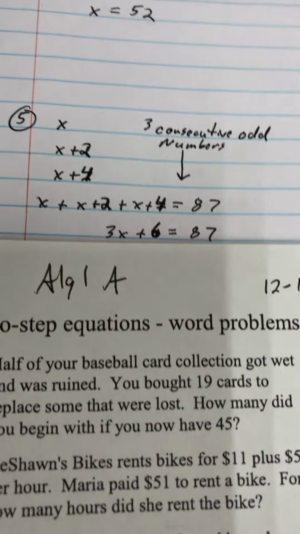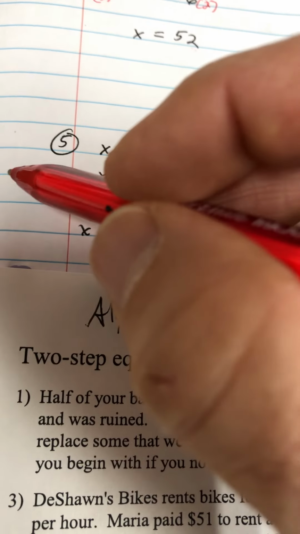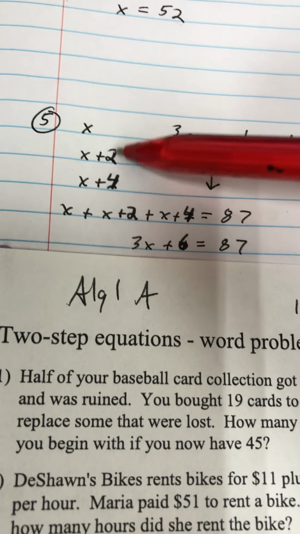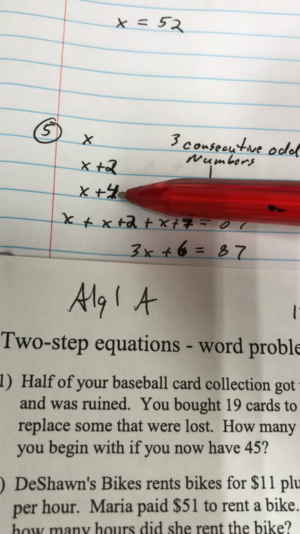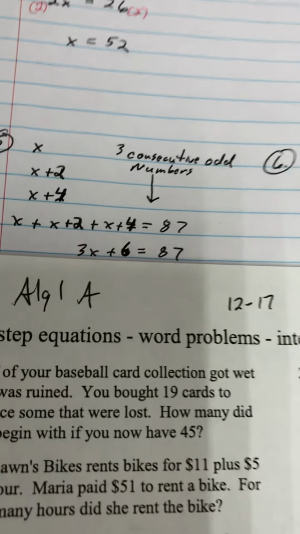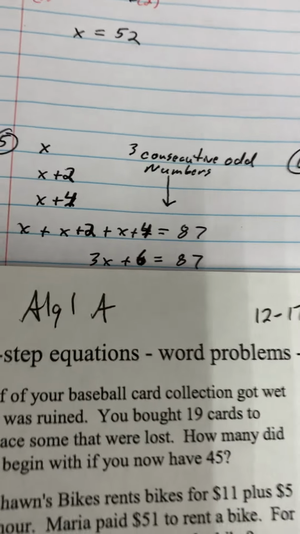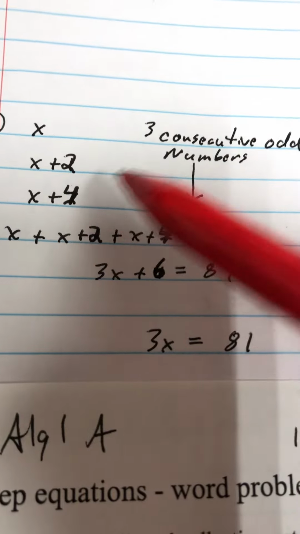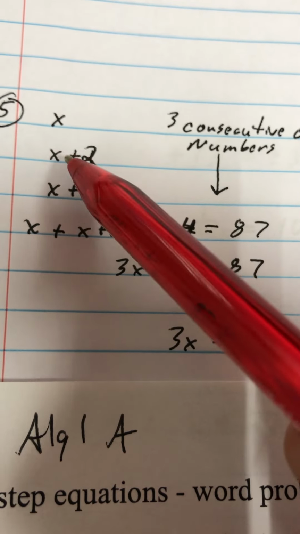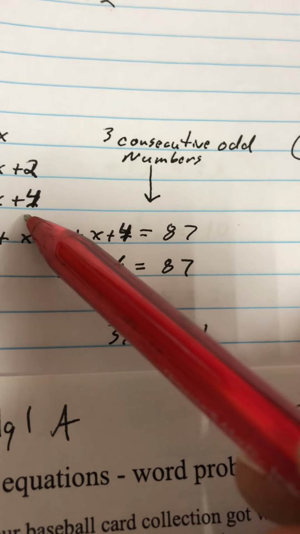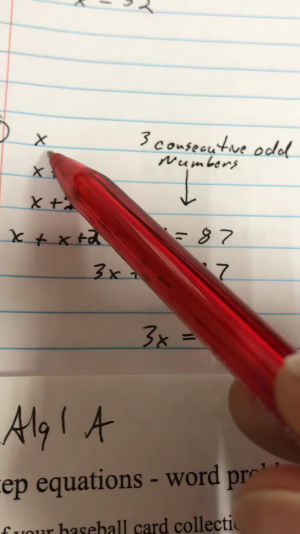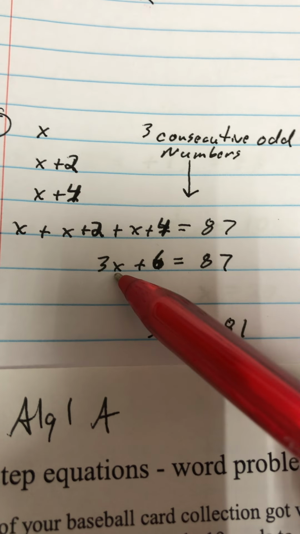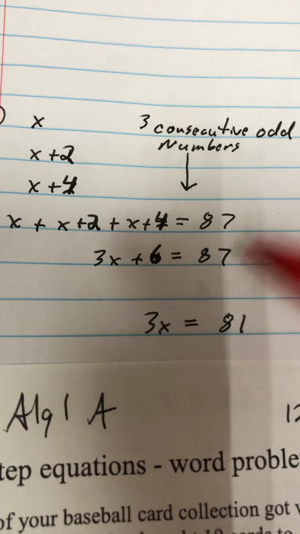Okay, so for instance, 1, 3, and 5. 3 is 2 more than 1, and 5 is 4 more than 1. The first 3 odd numbers in your natural number set. So let's see what happens here when I do this. I add all of these, these are the 3 odd numbers. And so these add up. So I just combine my like terms. So I get 3x plus 6 equals 87.